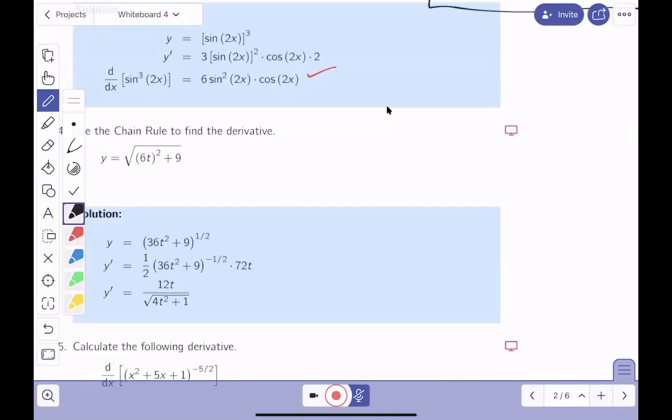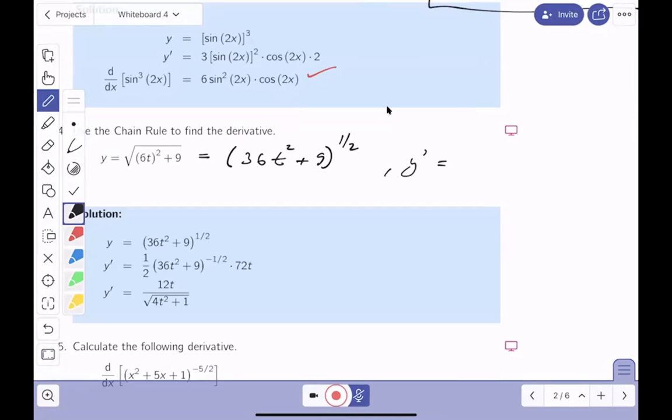And again, my goal here is to rewrite the problem so it's easier for me to do. All right, so I'm going to write this as, let's see, 36 t squared plus 9 raised to the 1/2 power. And what do they want? They want y prime.